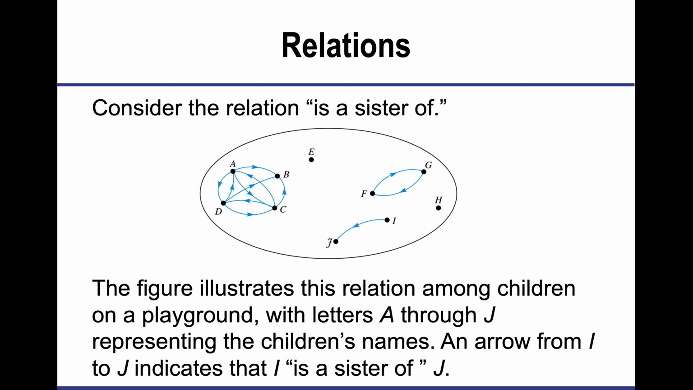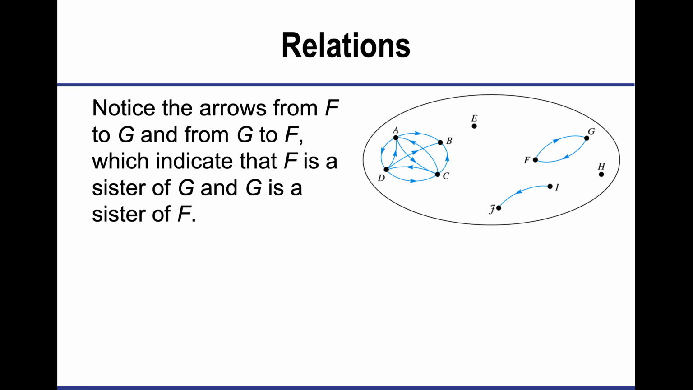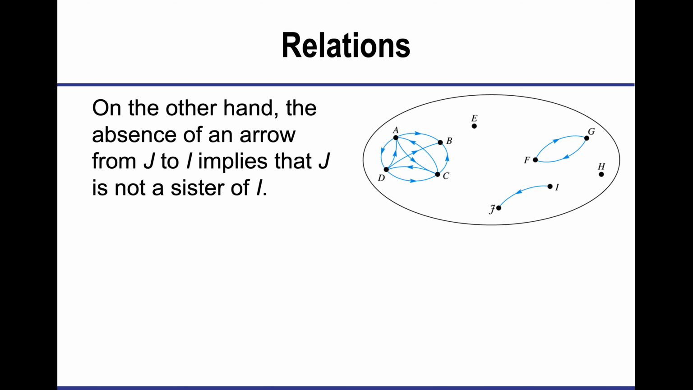So if we consider the relation as a sister of something, this big overarching idea, this figure illustrates the relation among children on a playground where I have letters A through J are going to be kids. An arrow from A to J is going to indicate a relationship. Notice the arrows that I have here indicate that F is a sister of G and G is a sister of F. So they have that reciprocal sister relationship. So that means they're both girls, if they're both sisters.